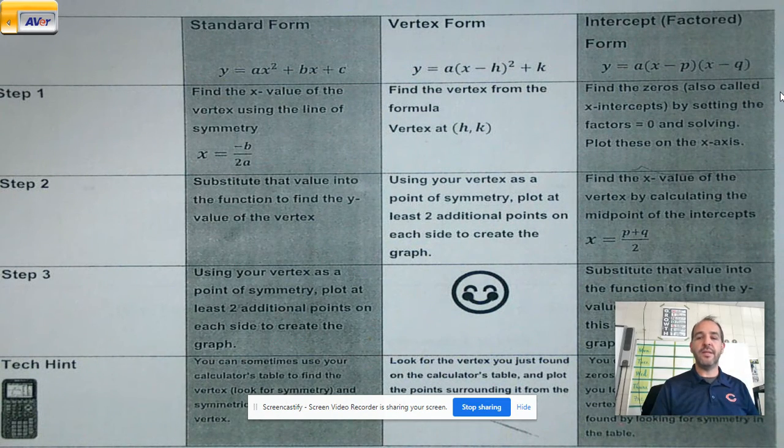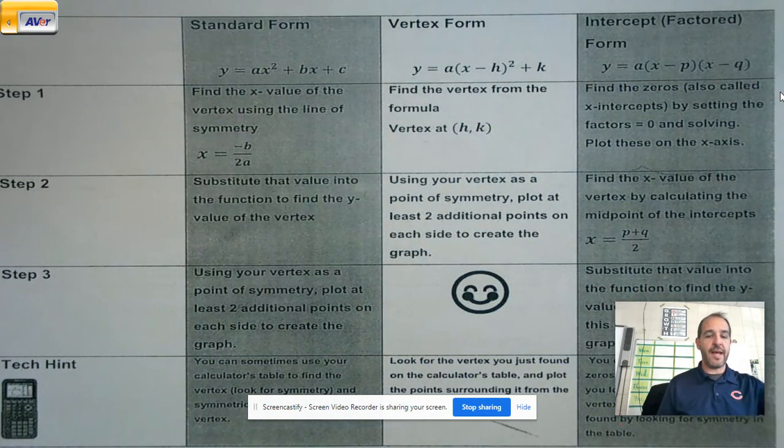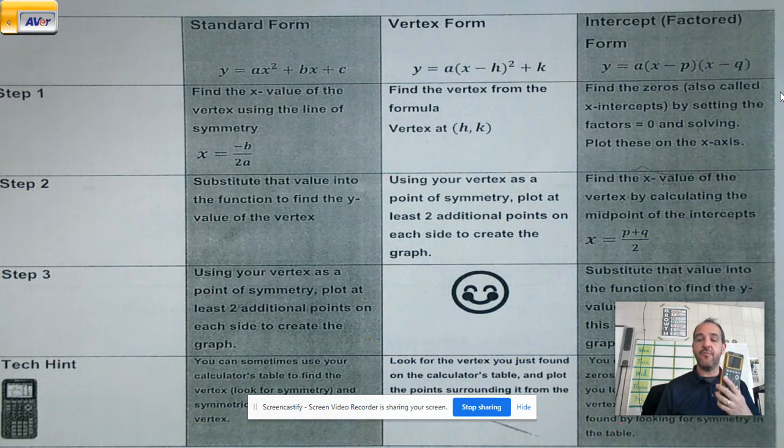So I won't get real in depth into the whole list because as we do each part, we'll come back and we'll take a look at it. Okay, but it's kind of cool. We even got the tech hints on there. So make sure, again, if you don't have a calculator of your own, that you've downloaded the emulator from the website.